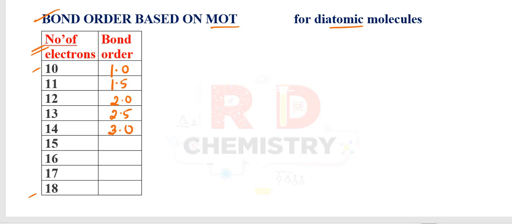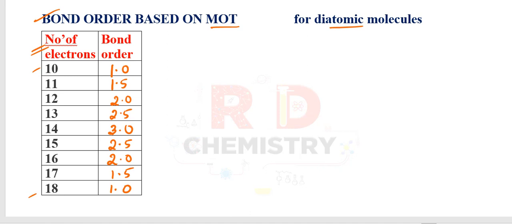And after that it decreases by 0.5. So it is 2.5, then 2.0, then 1.5 and finally 1.0. So for 10 to 18, the bond order goes 1.0 to 1.0. Let us take some examples.